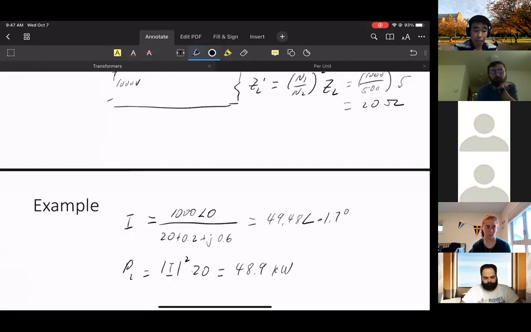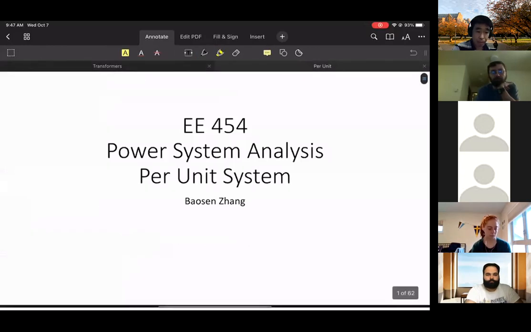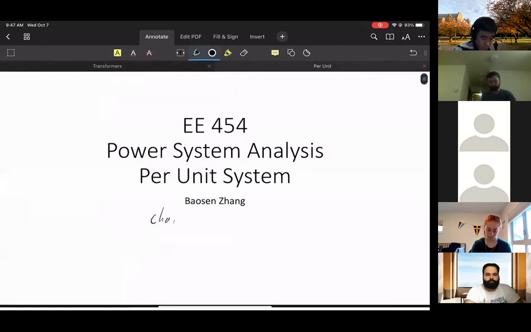All right, so this wraps up the first part of the transformer section. Then we'll go to the next part of the class, which is the per unit system. Okay, so per unit system, this is chapter 3.3. So if you read the book, it's in the same chapter as transformers. And the reason is this per unit system is mostly created to deal with transformers.